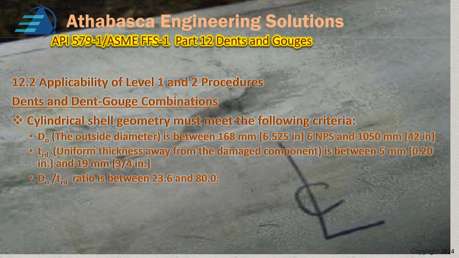Then they say D over TRD, the ratio of the diameter to the thickness, is between 23.6 and 80, and the background behind that is that it's using thin wall pipe stress theory. They want to make sure that you're not trying to evaluate, say, a gun barrel which is inches thick, where the diameter ratio would be much different. So that's the reason why they have that criterion.